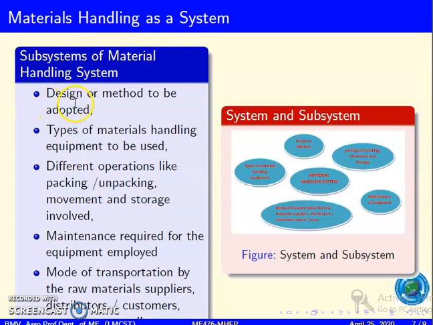And that is, one, it is the design or method to be adopted. Then the types of material handling equipment that is to be used, and different operations like packing, unpacking, movement and storage involved, and then the maintenance required for the equipment that is employed for this material handling operation, and then the mode of transportation by the raw material suppliers, distributors and customers. Now all these are the parts of the material handling system. So these can be considered as the subsystems of the material handling system.